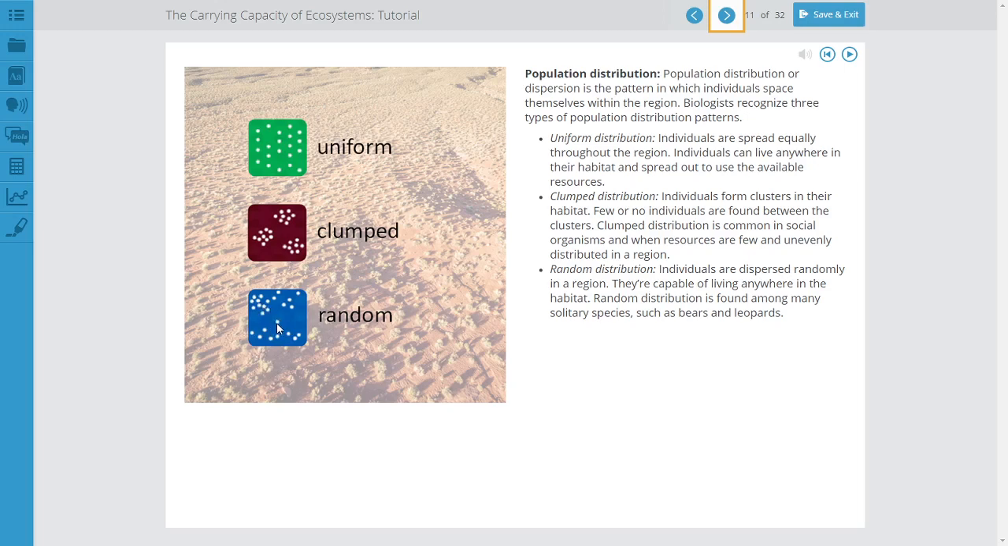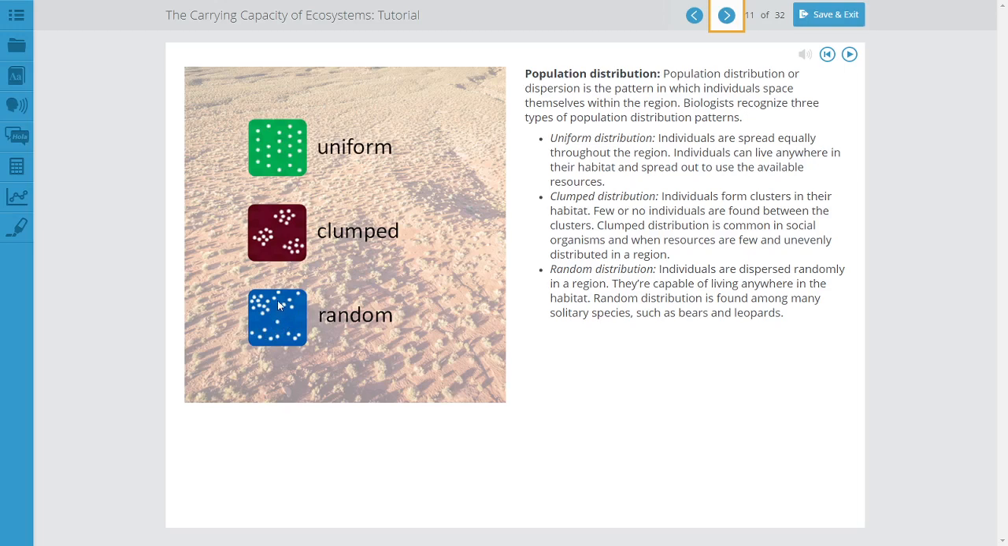guy out here is growing because you don't really have much of a choice when you're a plant. Wherever the seed lands, that's where you better start growing. He may not be doing as well as these, but there is a kind of random dispersion. Other organisms do this as well. Bears, leopards, that kind of thing. Typically you find this in what's called a solitary species.